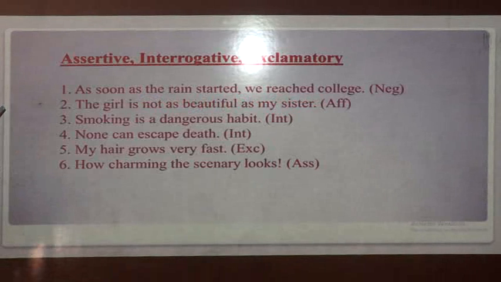Dear learners, on the screen I have presented some sentences, and through these sentences we will get more information about changing sentence. I have shown assertive sentence, interrogative sentence and exclamatory sentence. Number one, as soon as the rain started, we reached college. According to the direction in the bracket, we will have to change the sentence. The direction is negative. It is a complex sentence, assertive sentence, affirmative sentence, and we will have to make this affirmative one into negative one.